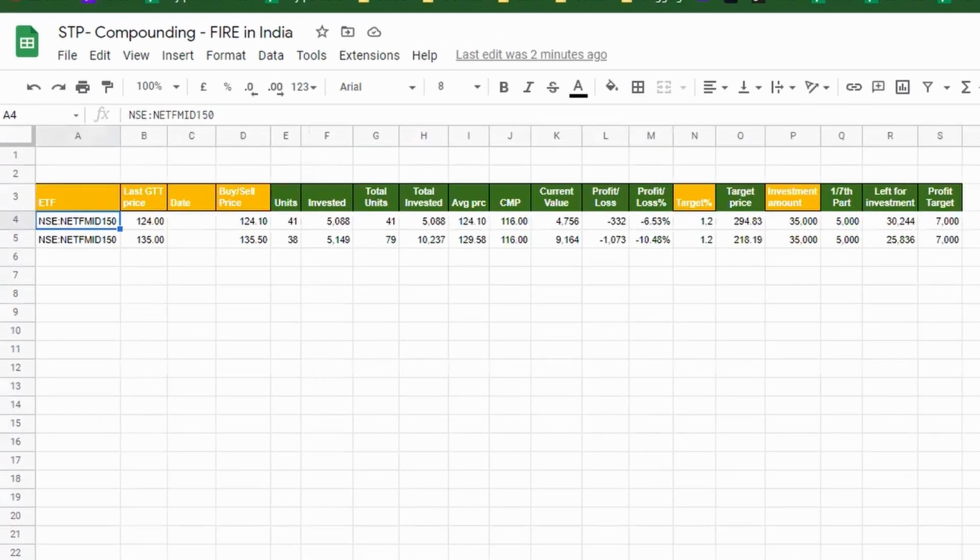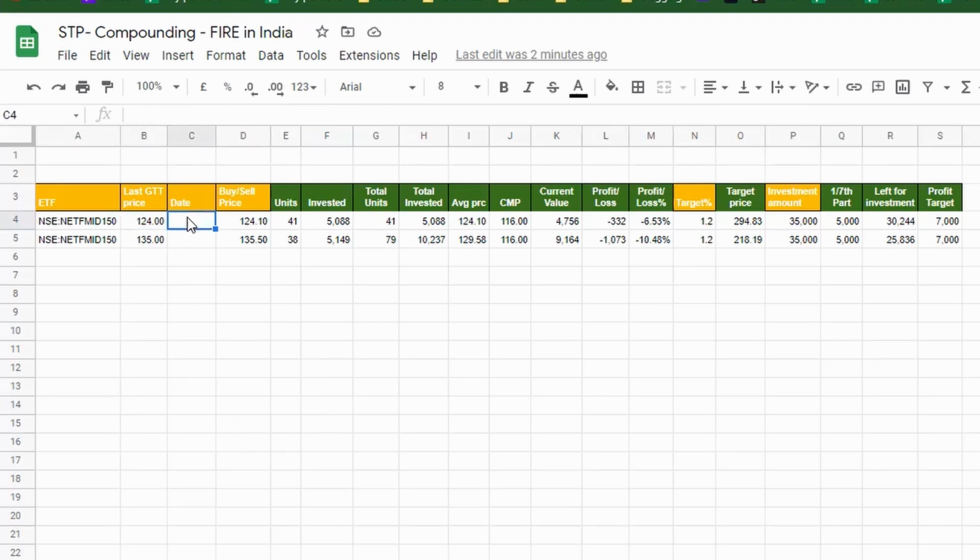Next, I've got the investment sheet. Here you can input the ETF that you want to invest in, the code of the ETF. So all the yellow columns are where you are entering the data manually. The green columns have formulas and will automatically calculate. So you enter the ETF code. The last GTT price is being pulled from the sheet. You can manually enter it as well.